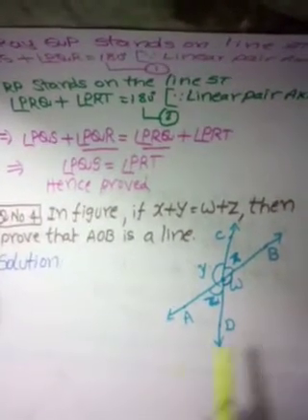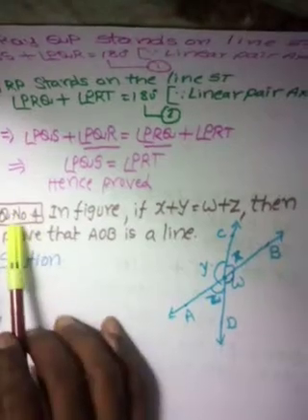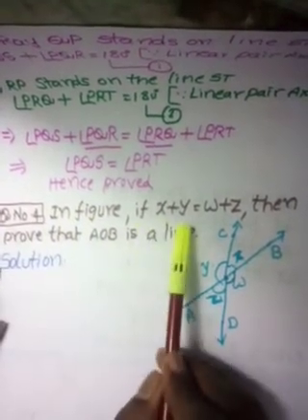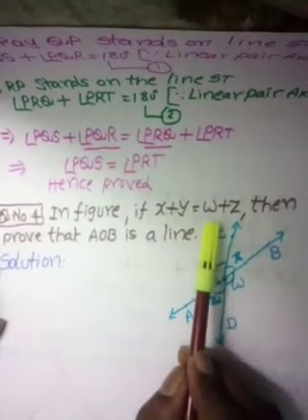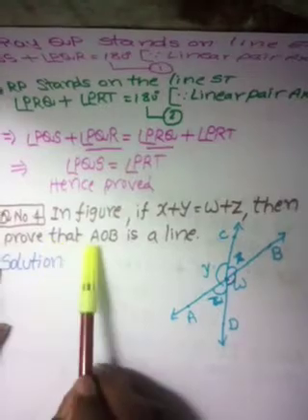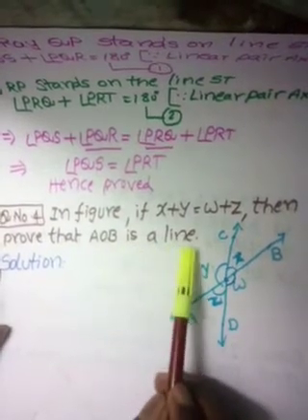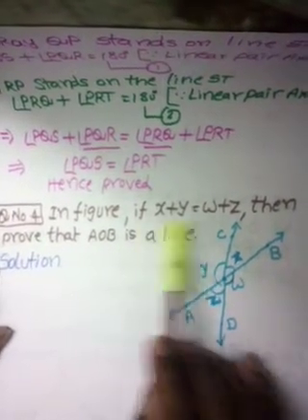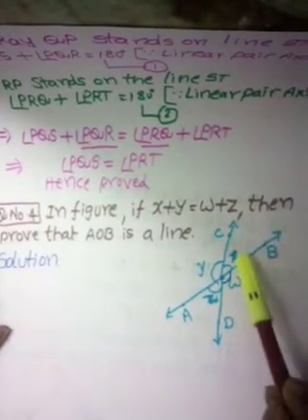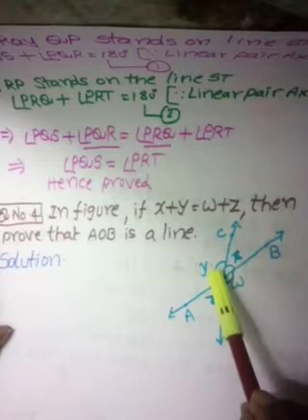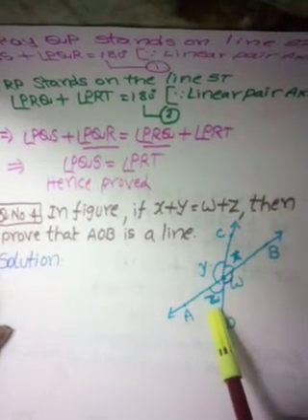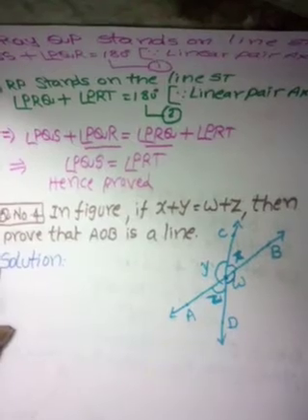Now come to question number 4. In the figure, if x plus y is equal to w plus z, then prove that AOB is a line. Okay, my dear children, understood the question? Observe this figure. Here, angle x plus angle y is equal to angle w plus angle z. This is the given data for us.